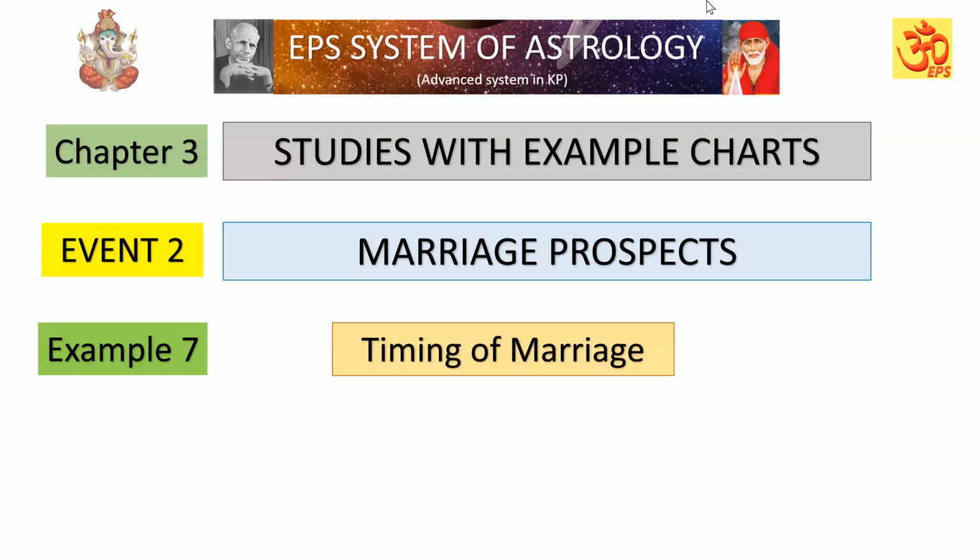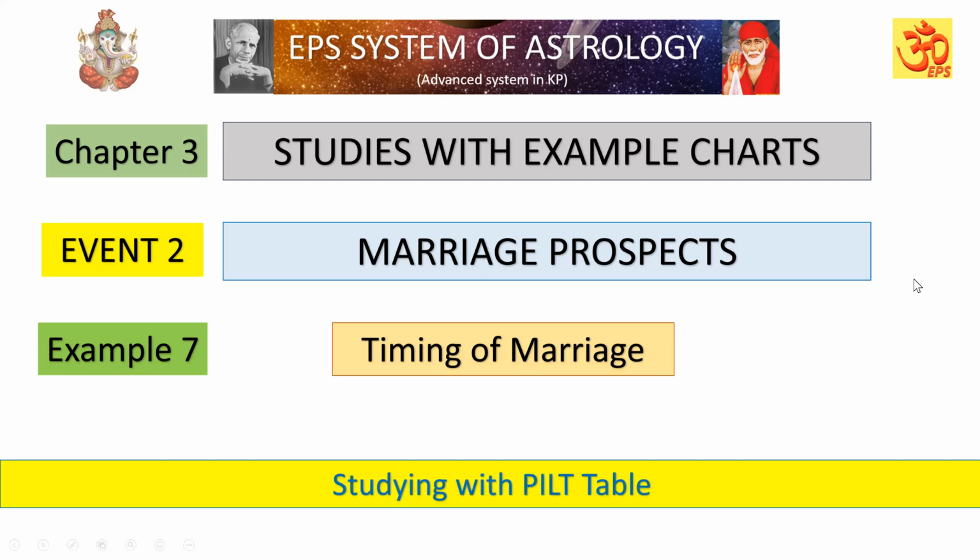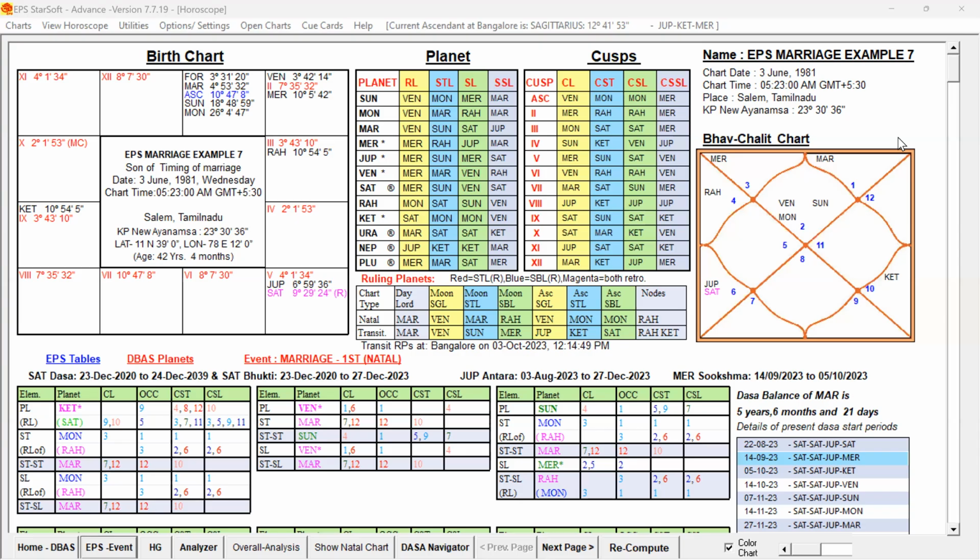Example number 7, timing of marriage. We are going to study it with the PILT table in this video. This is the birth chart of that male native. Now we are going to study through the PILT table.